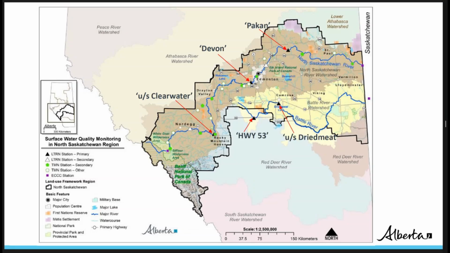This framework includes 22 indicators for the North Saskatchewan River and 20 indicators for the Battle River, covering a wide range of water quality parameters, including major ions, metals, nutrients, and pesticides. In the North Saskatchewan River, indicators are evaluated at 3 stations: one station upstream of Rocky Mountain House and the Clearwater River confluence, one station at Devon, and one station at Pakan. In the Battle River, indicators are evaluated at 2 stations, on Highway 53 and upstream of Dried Meat Lake.